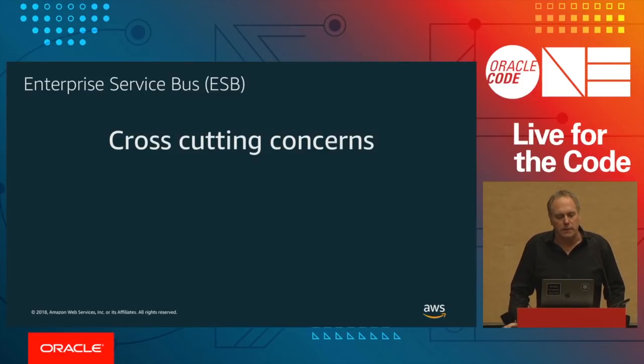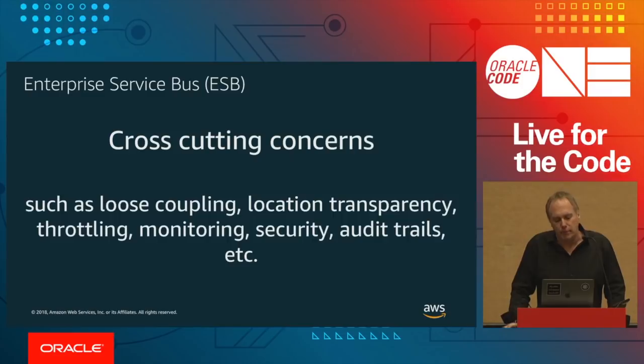In general, I would say it's doing cross-cutting concerns, like loose coupling. Service bus is there to decouple the client from the service implementation. We get some kind of location transparency, because if you move the service implementation, you can adapt for this in the service bus. It can do throttling.